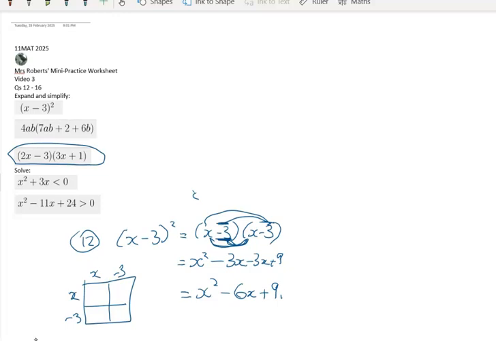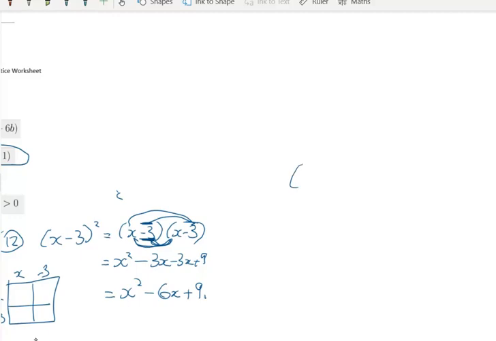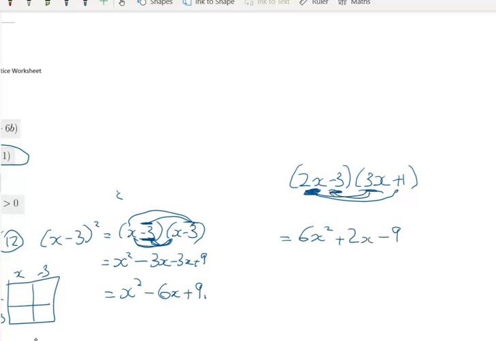And this one here, 2x minus 3 times 3x plus 1. I'm going to do this the fast way, right? So 2x times 3x gives me 6x squared. Now 2x times 1 gives me plus 2x. Minus 3 times 3x gives me minus 9x. And lastly, negative 3 times positive 1 gives me minus 3. That gives me 6x squared minus 7x minus 3.